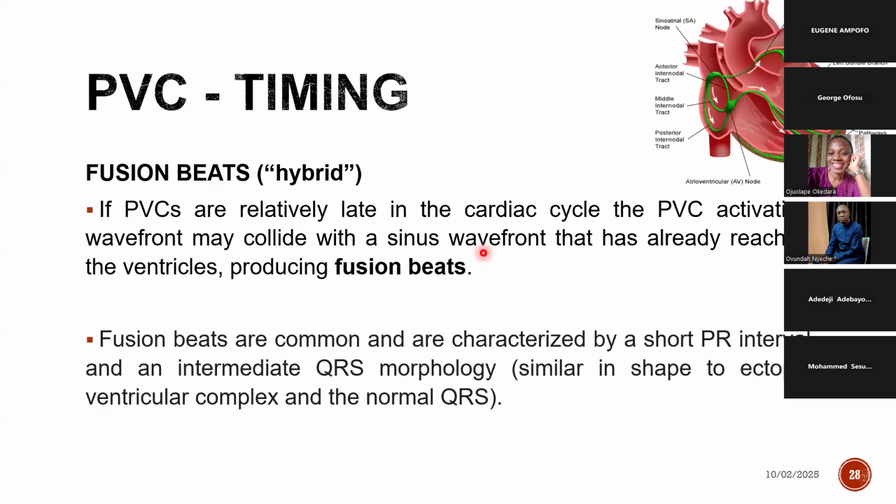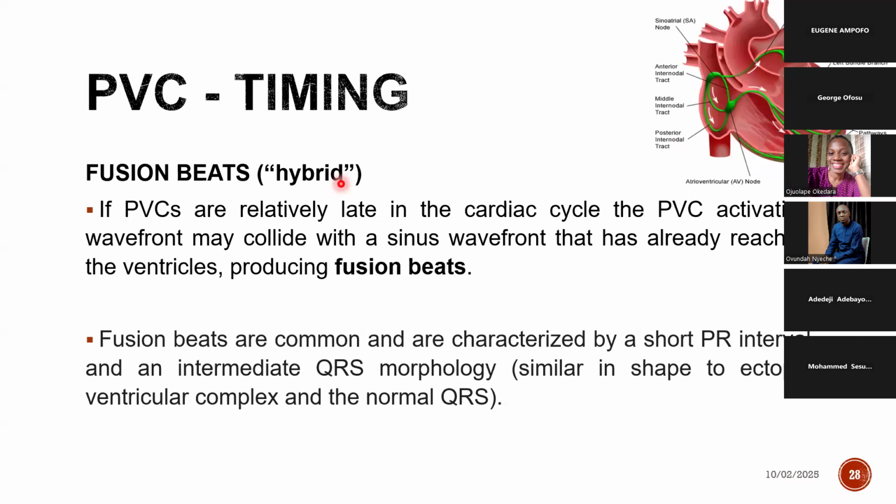Okay, so these can also be classified according to the timing. That is, according to when the PVC occurred. So with that, we have fusion beats. And a fusion beat is like a hybrid beat between a normal beat and a PVC.